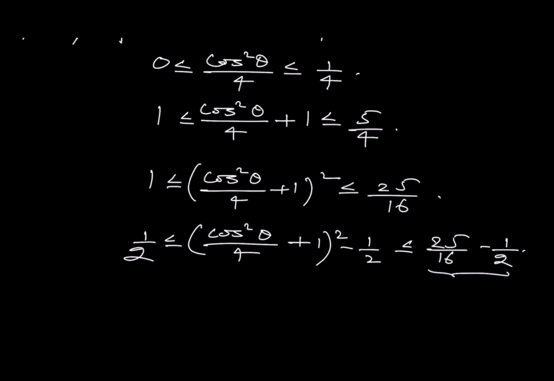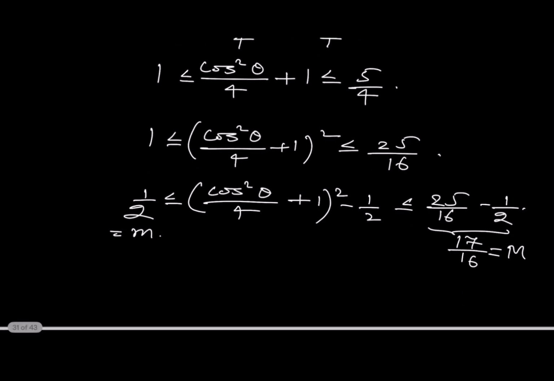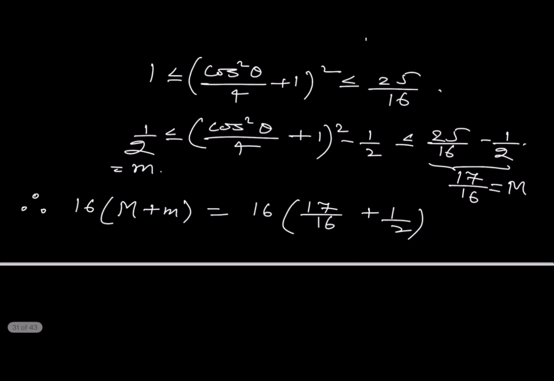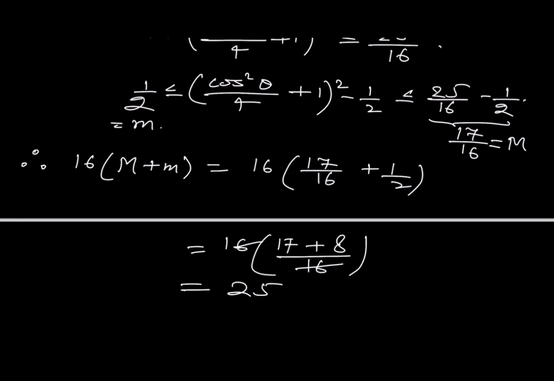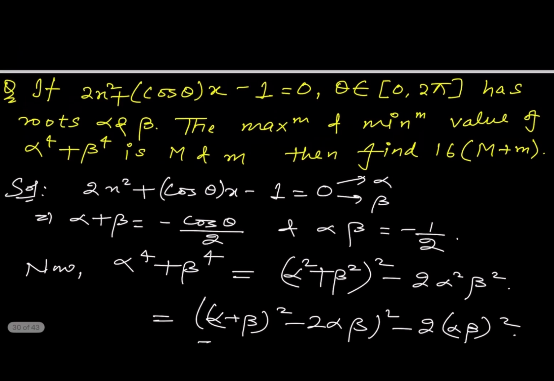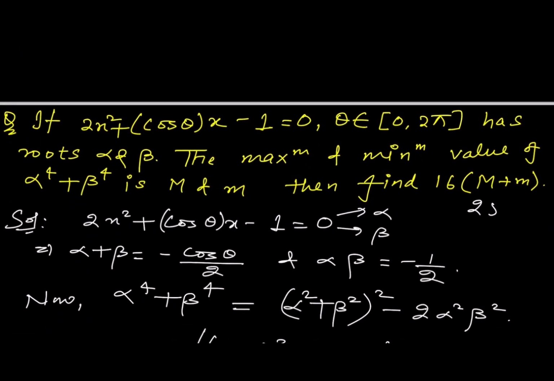So the maximum M is 17/16 and the minimum m is 1/2. Then 16(M + m) becomes 16 times (17/16 + 1/2), which is 17 + 8 = 25. So 25 is the required value.